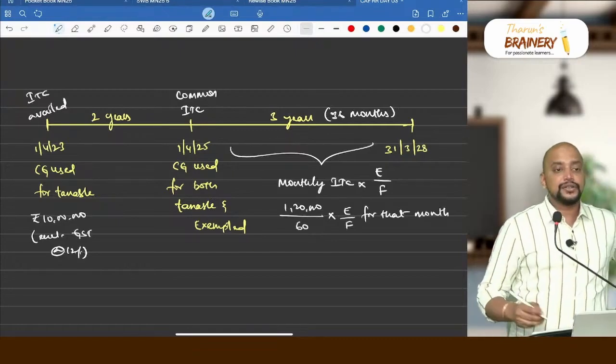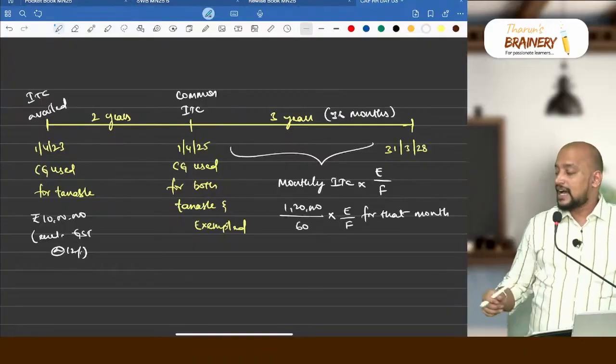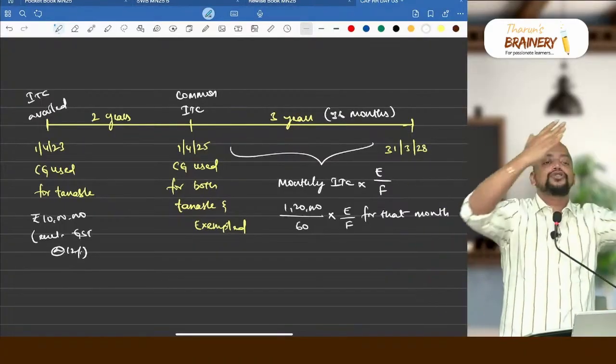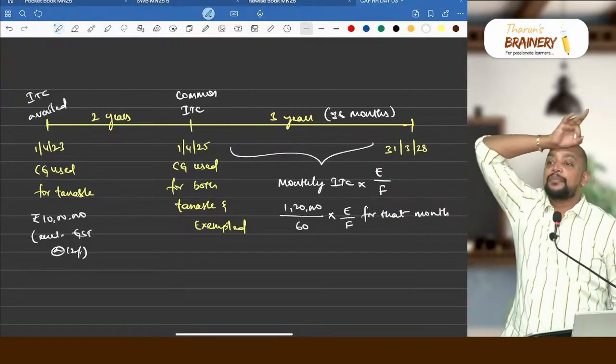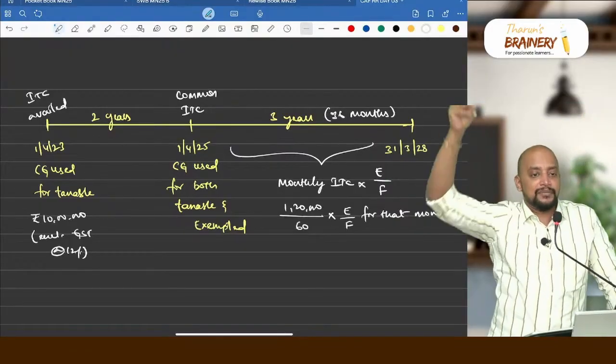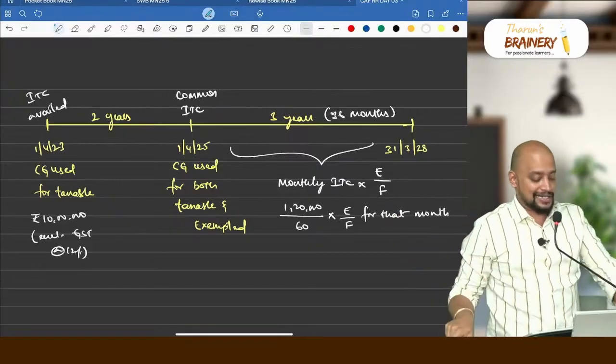Is it clear? So this we need to reverse for a period of 36 months along with interest. At what rate? 18%. From which date? From 1/4/2025, not from the date of availment, because the date of conversion will be taken as the date of availment here. So therefore from 1/4/2025 the interest computation shall arise.